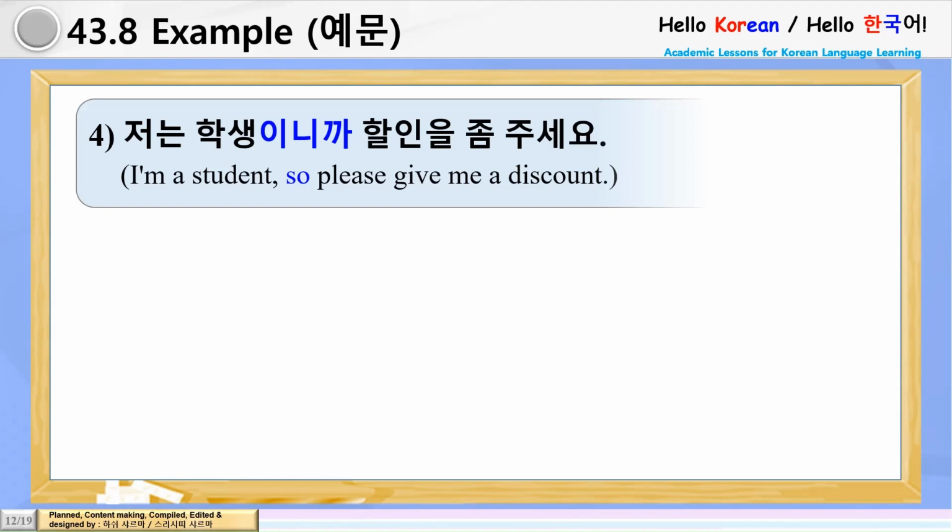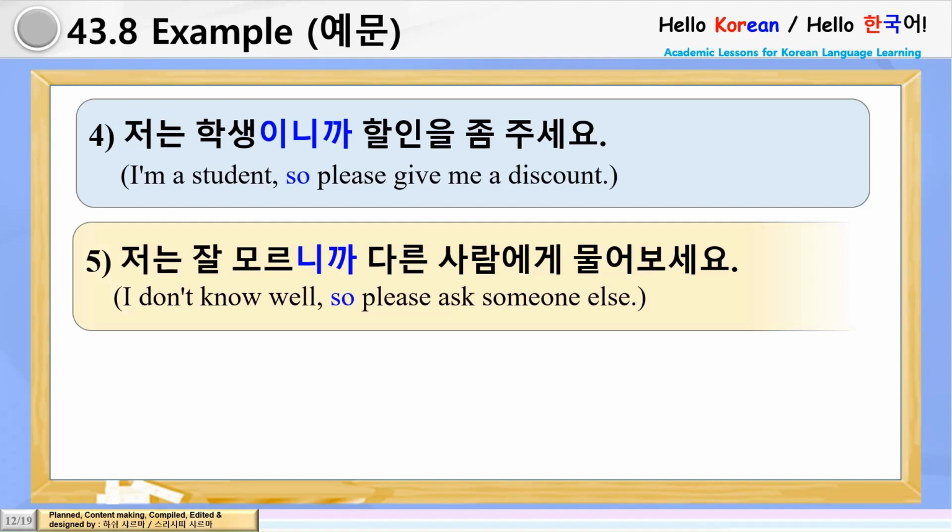Number four, chanan hakseng e nikka harinal chum chusayo. This example is with the noun. Predicate form is hakseng ida, add nikka here. Chanan hakseng e nikka harinal chum chusayo. I am a student, so please give me a discount. Please give me, yes, you can see. Try your own. Number 5, chanan thal moru nikka tharan saramege purobosayo. I don't know well, so please ask someone else. Please give, please ask.